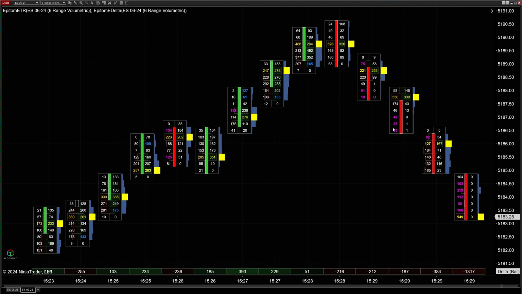Now, let's go ahead and talk a little bit about strategy. If you look right down here at the bottom, what do we see? We see the delta per bar. This is going to be very, very important. And at first, it might be a little bit hard to look down here and look at where price is.